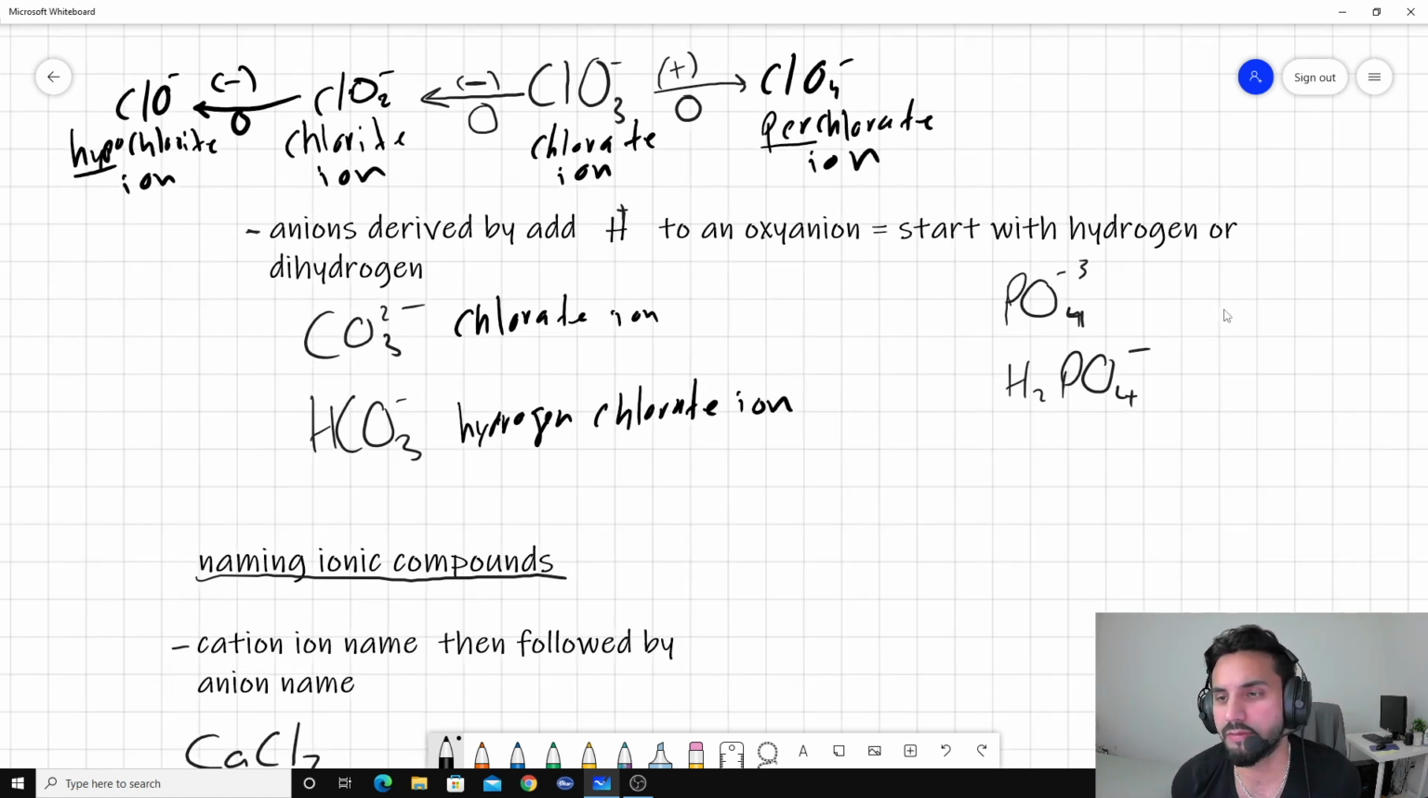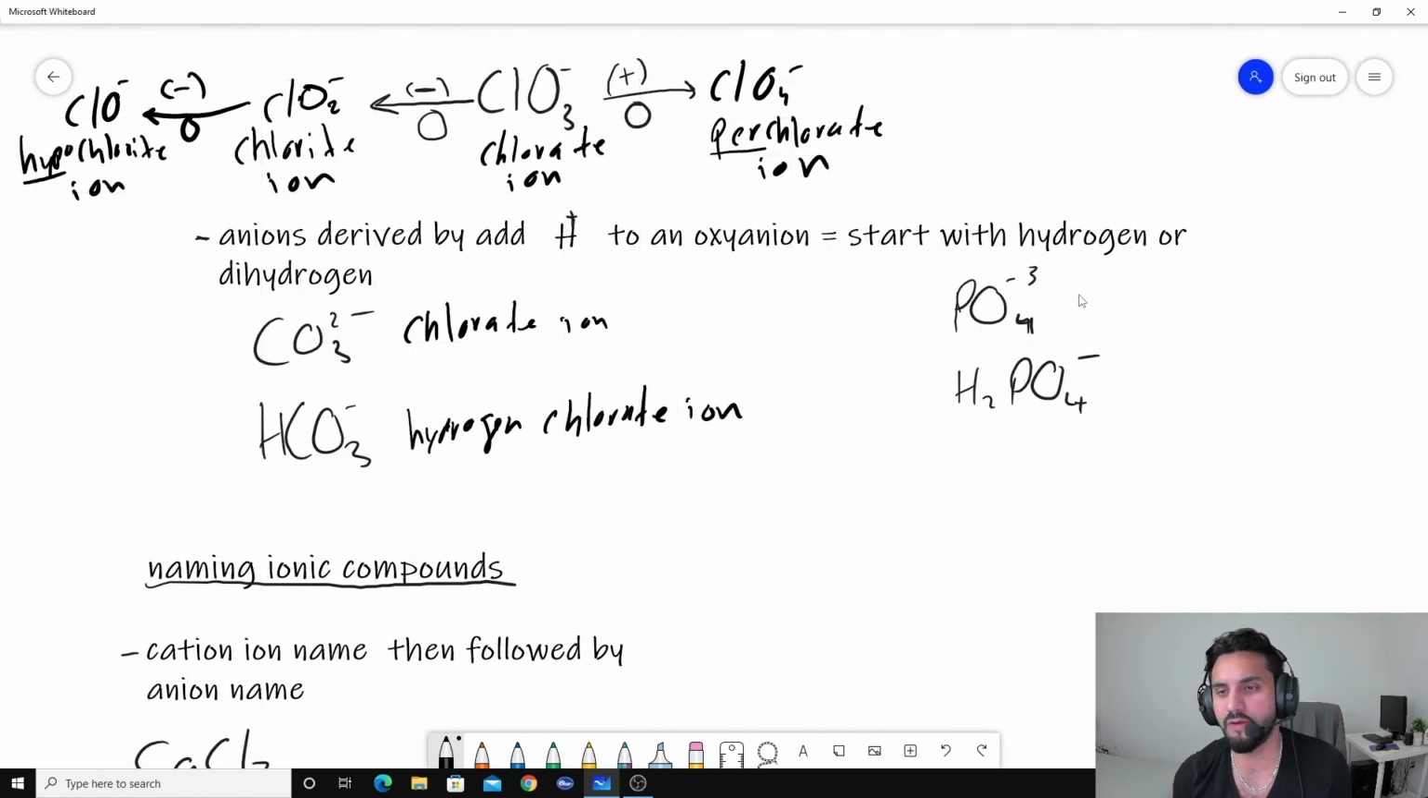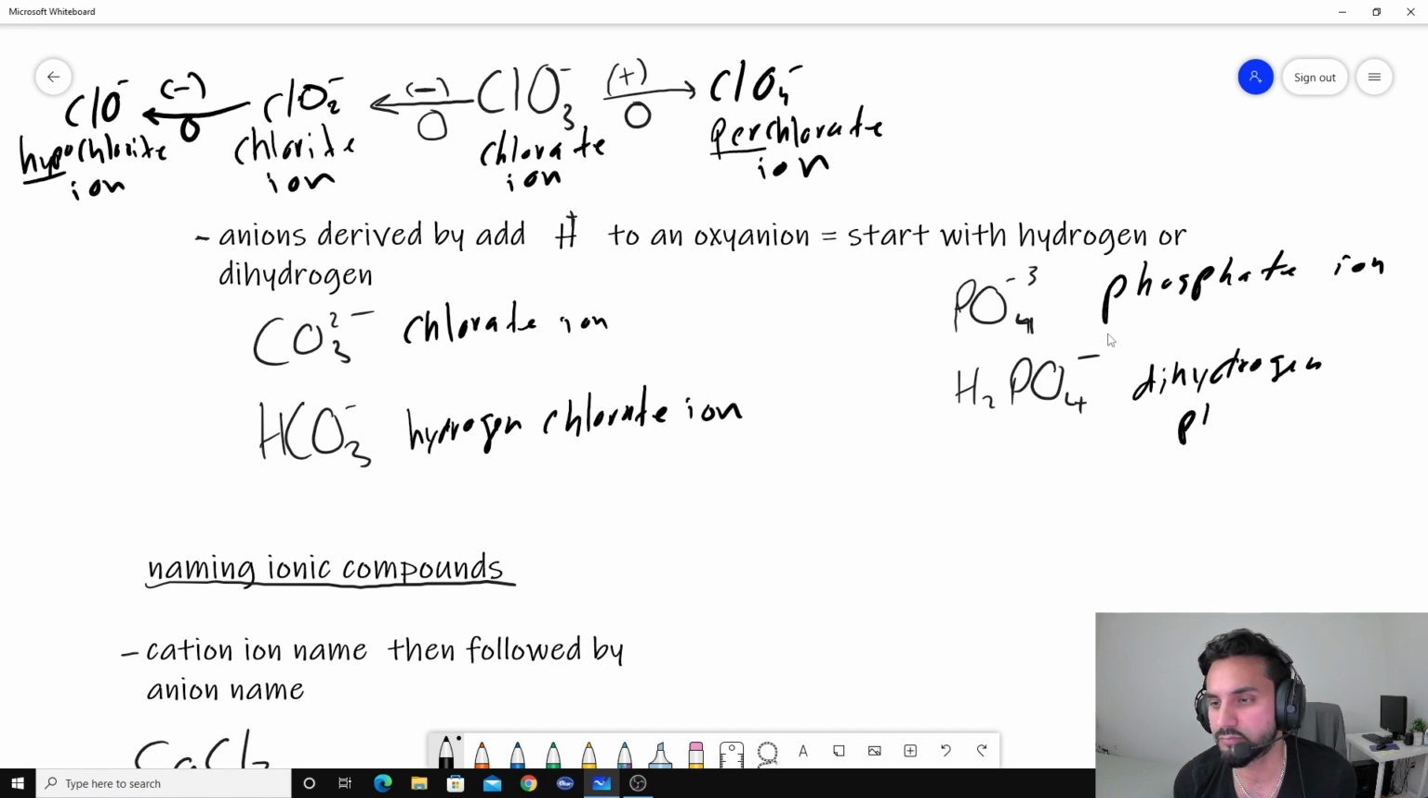And here, a common name for this one is phosphate ion. And here, two hydrogens are added, and we call this dihydrogen phosphate ion.